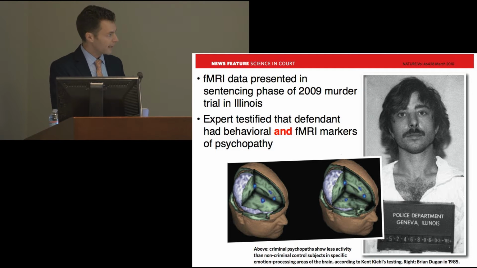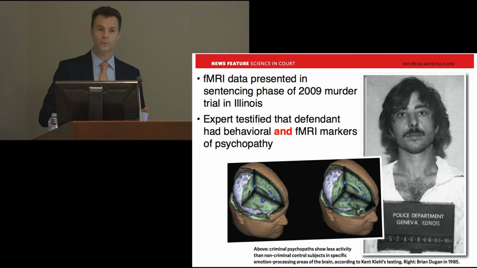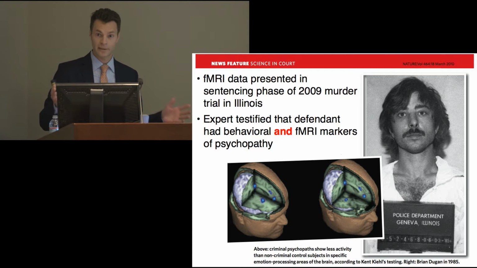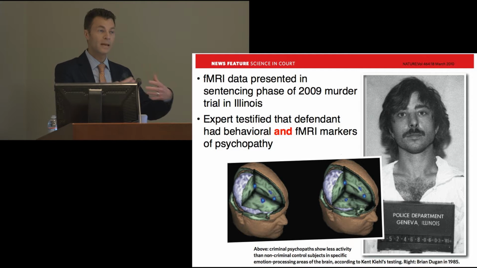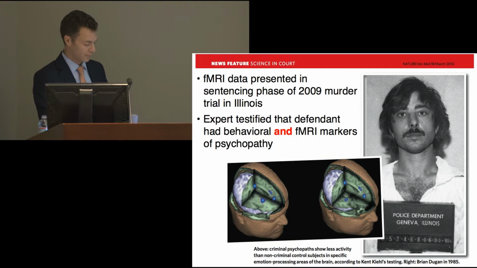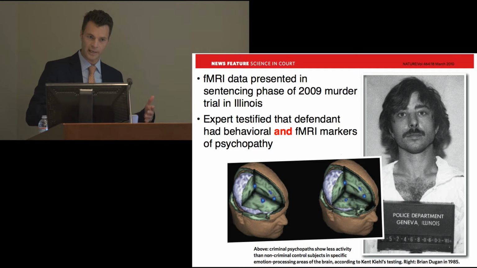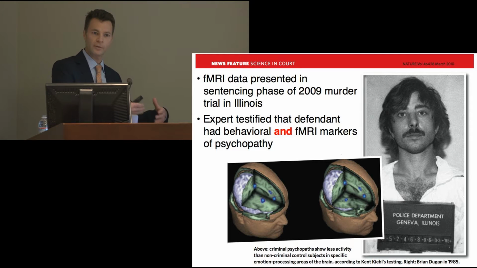Kent Kiehl performs neuroscience studies of psychopathy, a behavioral state in which one is unable to make use of and feel the emotions of others, and does not feel empathy towards others. Kent conducted both behavioral studies of the defendant Brian Dugan, as well as a brain imaging study. And at trial, Kent testified that the results of the brain imaging scan indicated that this man, Brian Dugan, is actually a psychopath. The brain imaging scan is consistent with that, and therefore this should serve as some mitigating factor in his sentencing.